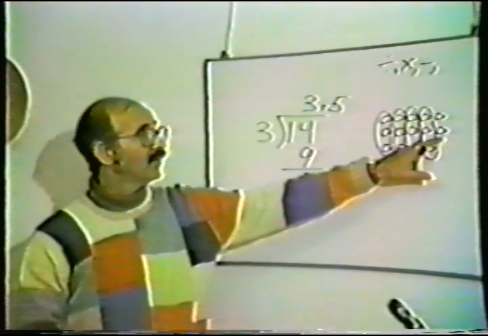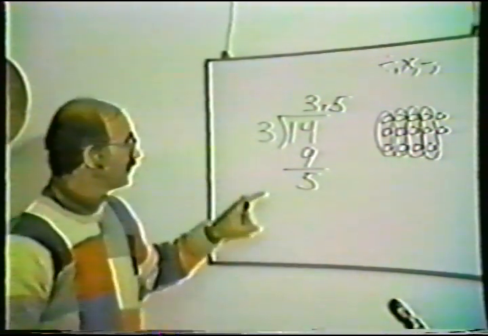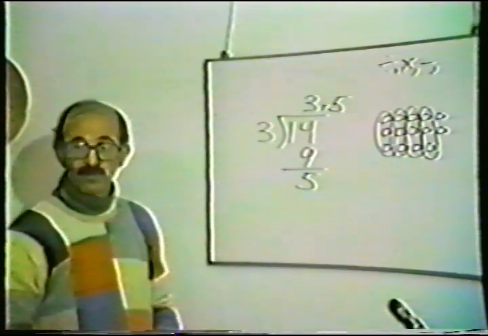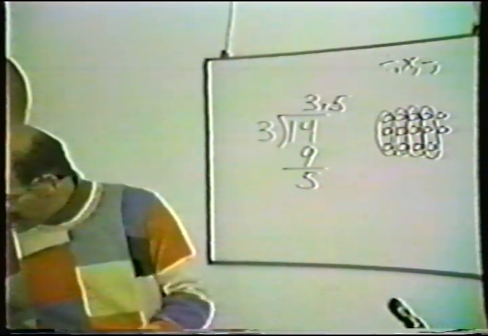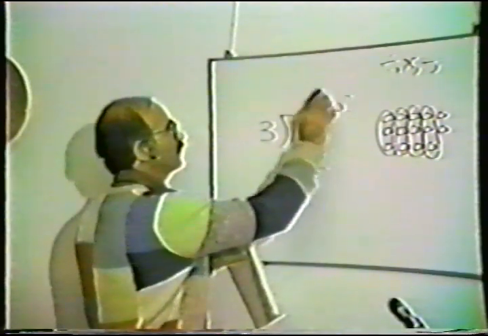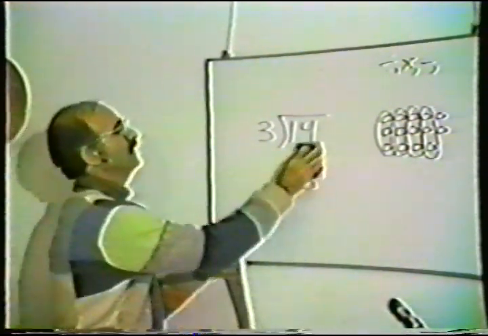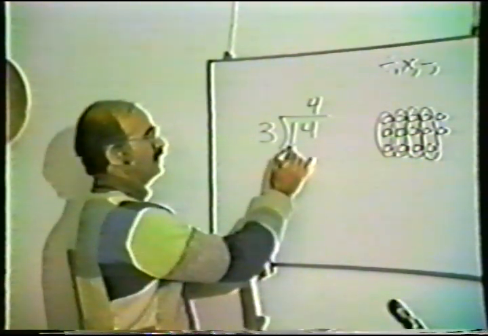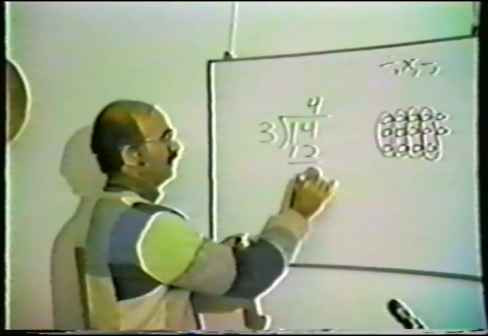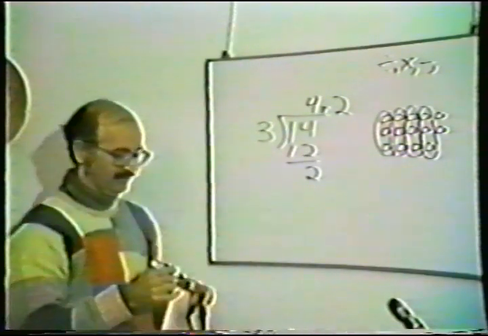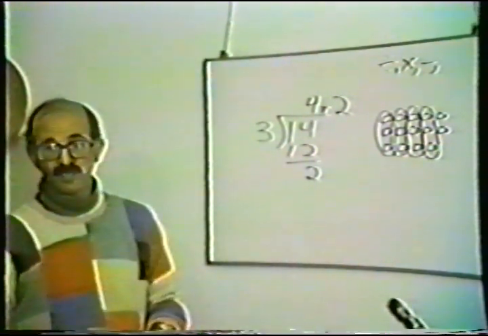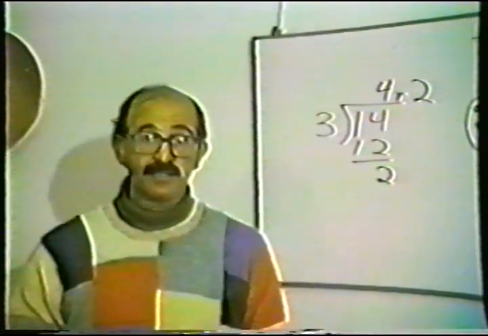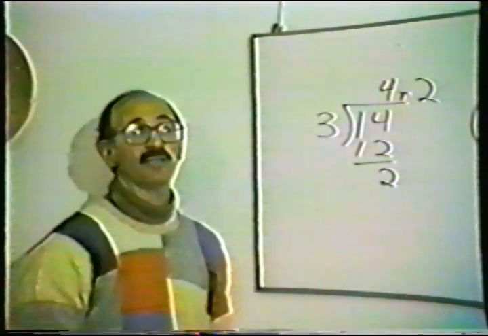So my leftover has to be less than the kind of group I need. It has to be less than the number I'm dividing by. That's why this should have been 3 goes into 14 4 times, using up 12, remainder 2. So you have to be careful of that mistake, that every time you subtract and have a remainder, you have to make sure that it's less than the number you're dividing by.